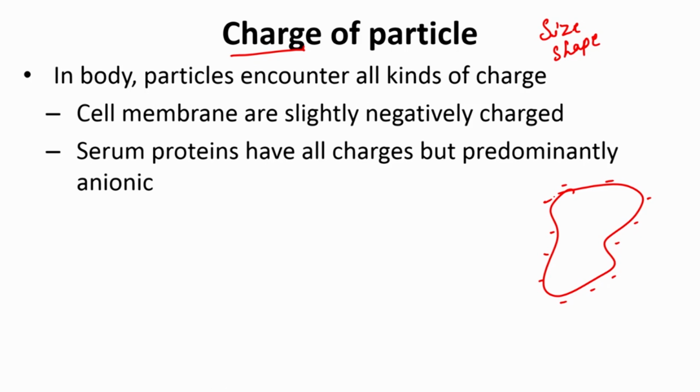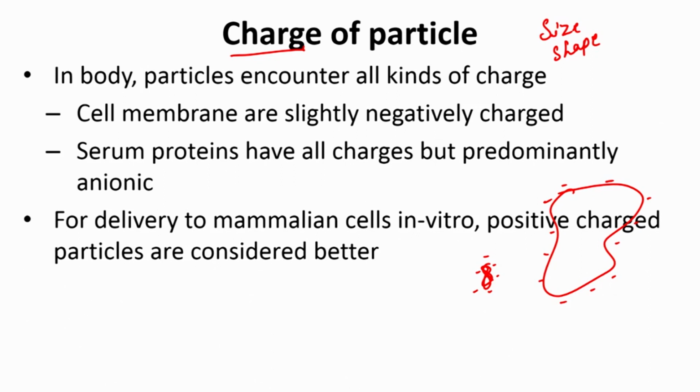The serum proteins that are flowing in our blood are also predominantly anionic. So, most proteins that are flowing also typically carry negative charge, although this is not true with all proteins. There are proteins which are also positively charged, but predominantly you will find that most serum proteins are negatively charged.